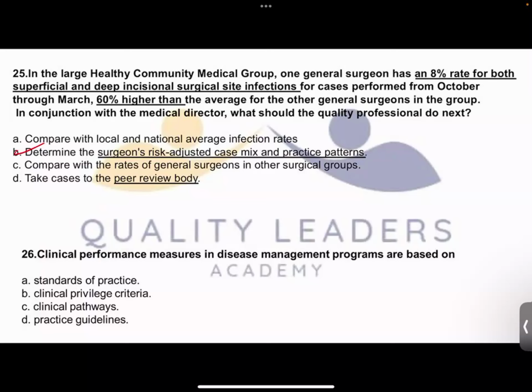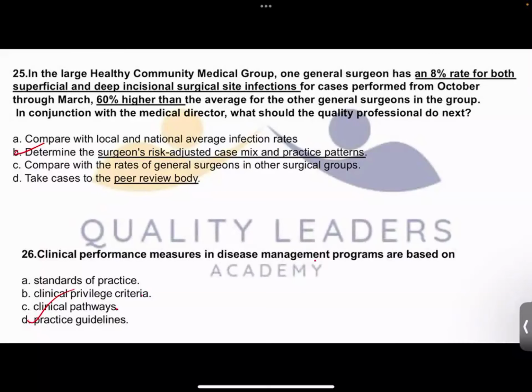Number 26. Clinical performance measures in disease management programs are based on: A, standards of practice. B, clinical privilege criteria. C, clinical pathways. D, practice guidelines. What's the answer? Practice guidelines. Very good, Radha. This ensures consistency and evidence-based care in disease management programs.